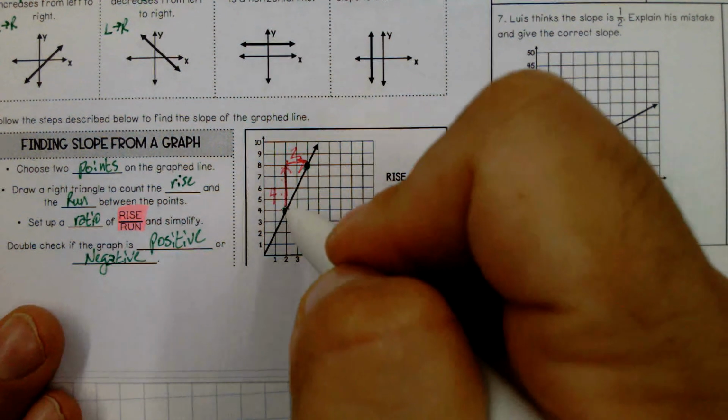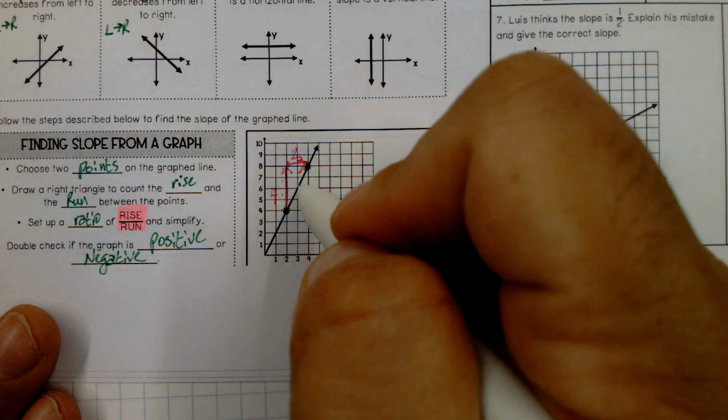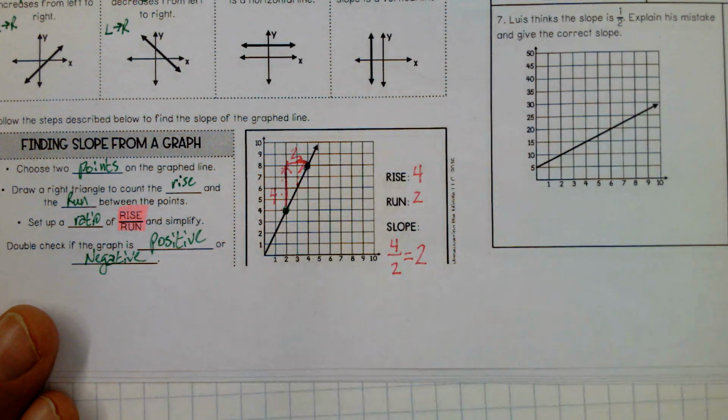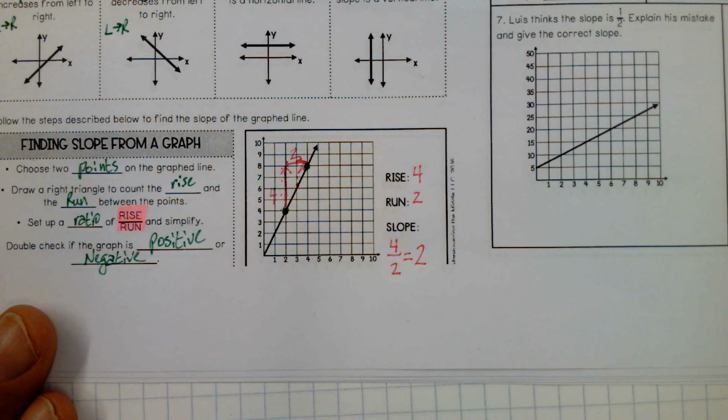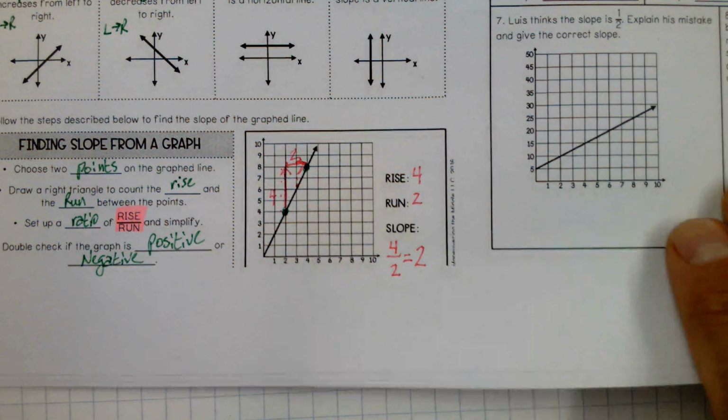And it makes sense because look, if I go up 2 spots, 1, 2, and over to the right 1, I'm back on the line. Go up 2 spots, over to the right, you're back on the line. Okay? Any questions? So that's what we're going to practice on that next page, just finding slope by looking at a graph. All right? So let me know if you're ready. We'll move on. Okay, let's move on.